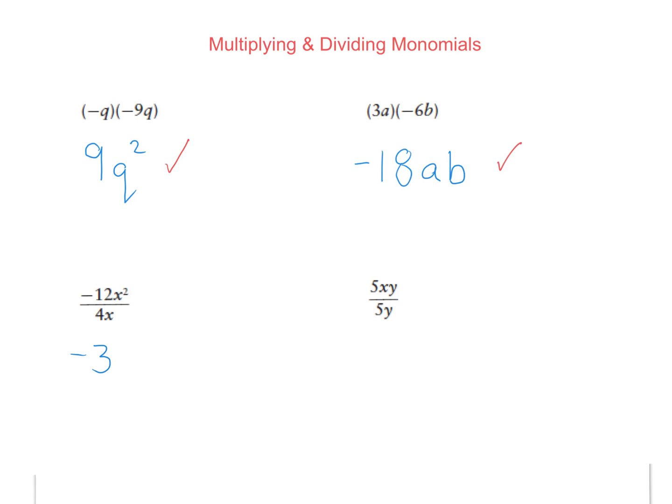Okay, looking down here, we've got -12 divided by 4, which is -3. And remember, at this point in your mathematical careers, if you're not sure what these are, use your calculator. I mean, you should know a negative divided by a positive gives you a negative, but don't guess. So -12 divided by 4 is -3, and then I've got x squared divided by x. This has a 1 on it, so we subtract exponents. 2 minus 1 is just 1, so all we're left with is -3x.